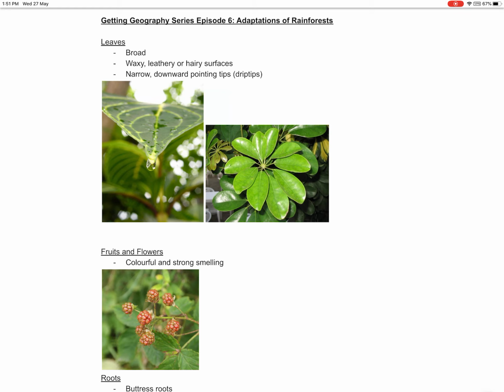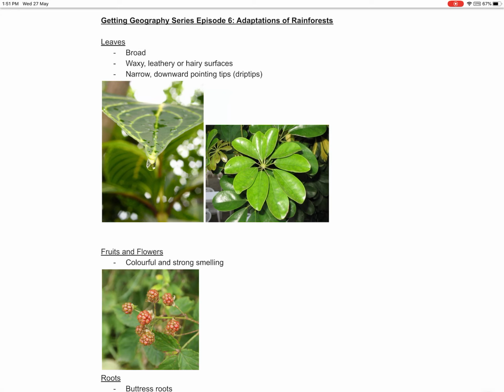And for the drip tip leaves, it allows water to run off easily, especially in the tropical rainforests where there's high rainfall. And this prevents fungi and bacteria from growing on the leaves to ensure that the leaves are healthy.